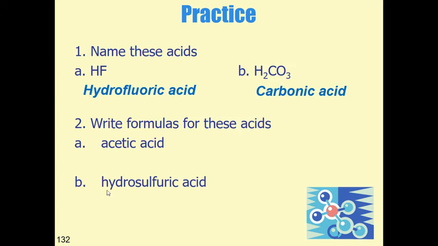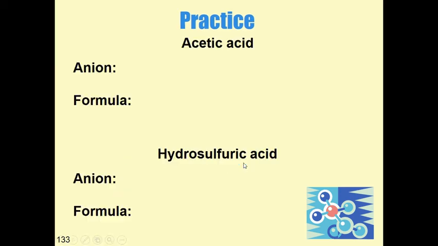Now let's write the formulas for these acids. So this says acetic acid. It's ic, there's no hydro, so this must have been an acetate. When you look up acetate, you see that acetate is C2H3O2 minus. Let me do this on the next slide so you can actually see the work. Okay, see acetic acid, you replace the ic with ate, and it becomes acetate. We look up acetate, and acetate is this guy right here.